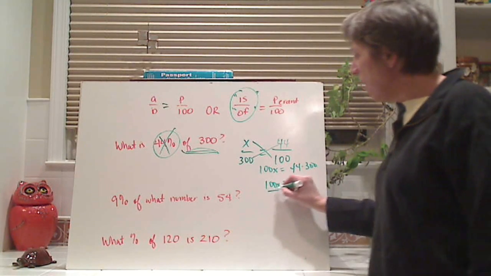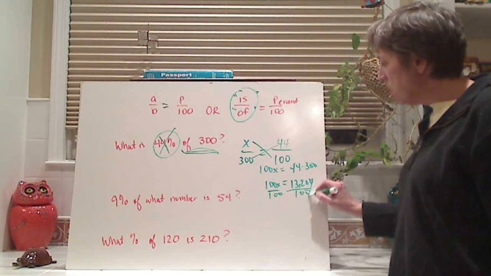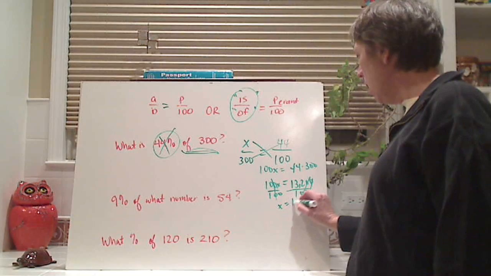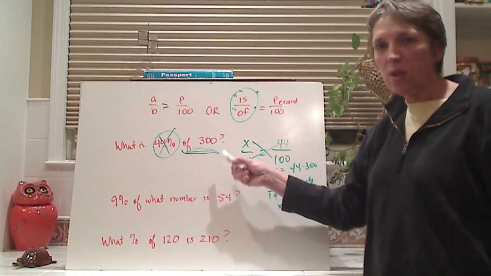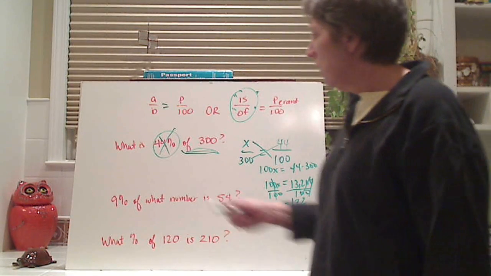So we divide both sides by 100. Remember I told you that was coming? The two zeros cancel out, and we get x equals 132. So, what number is 44% of 300? 132.